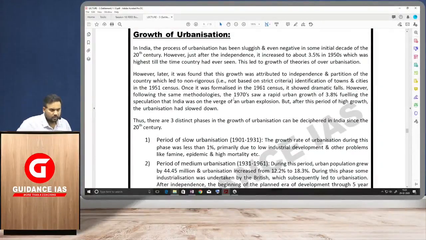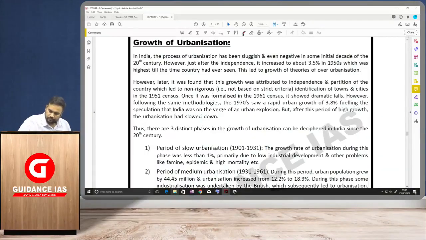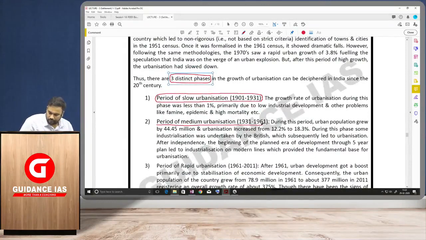So, growth की अगर हम बात करें, urbanization in India. Urbanization in India has grown in 3 distinct phases. Three distinct phases in the growth of urbanization can be deciphered in India since the 20th century: period of slow urbanization, period of medium urbanization, and period of rapid urbanization.